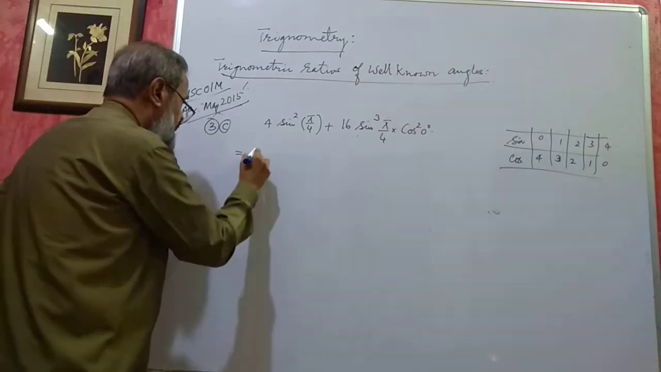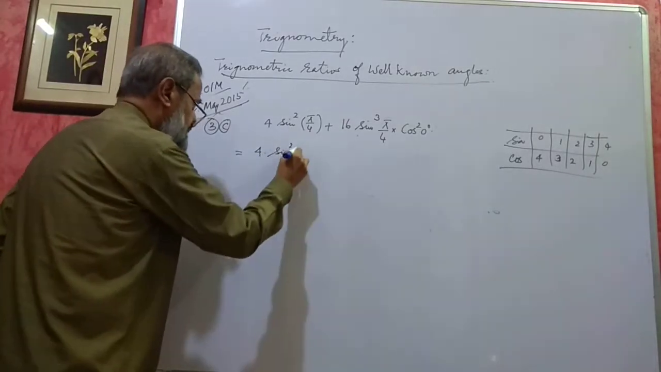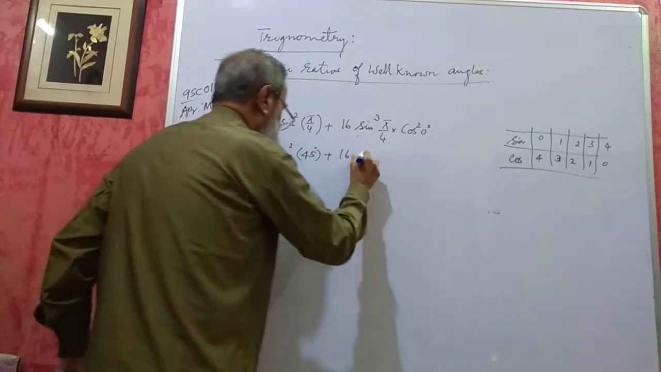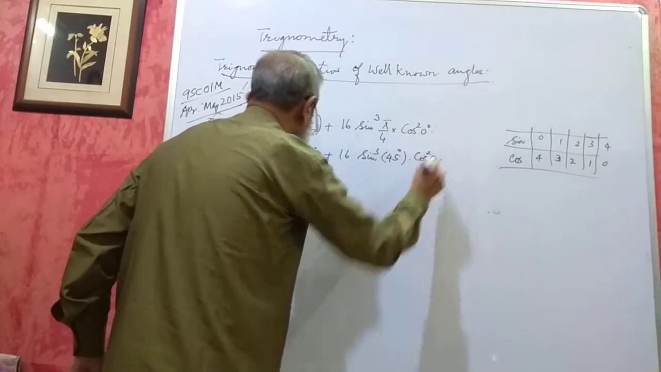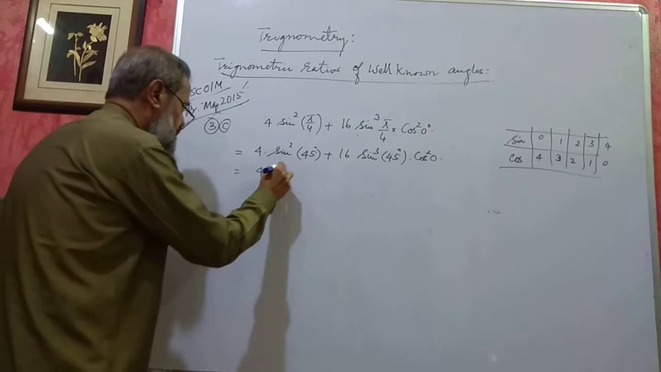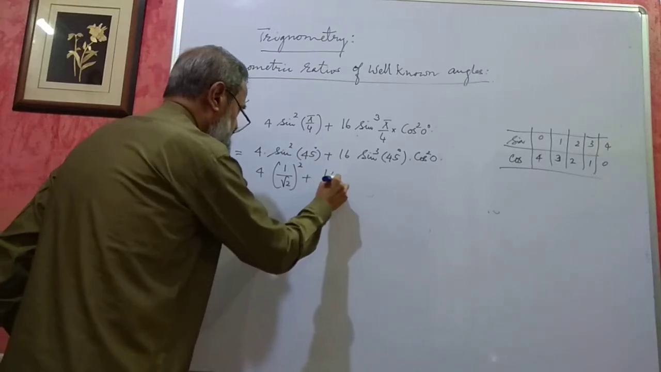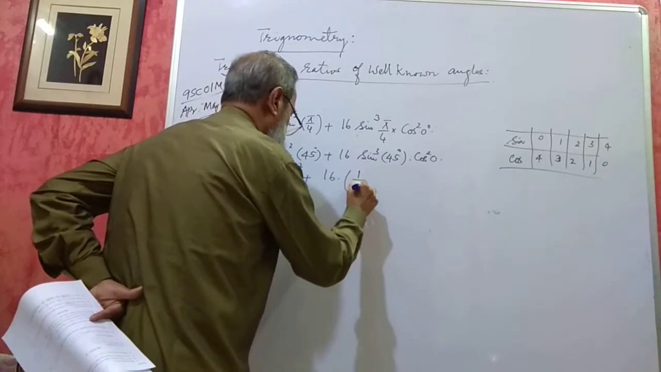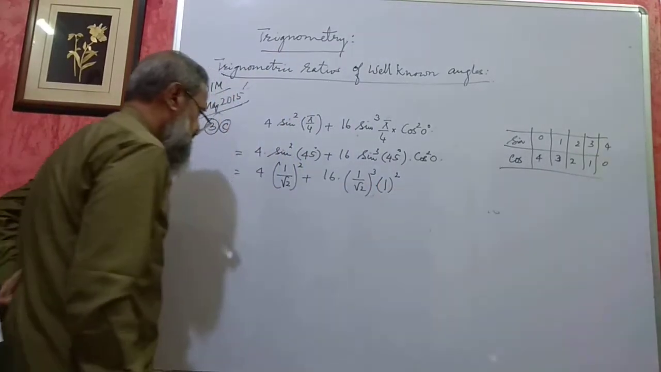Now here, this 4 will be as it is. Instead of pi by 4, you can write it as 45 degree. So 4 sin square 45 plus 16 sin cube 45 into cos square 0. Sin 45 is 1 by root 2, the whole square, because it is sin square, plus 16 into sin cube 45. Sin 45 is 1 by root 2, whole cube, into cos 0 is 1, 1 square.